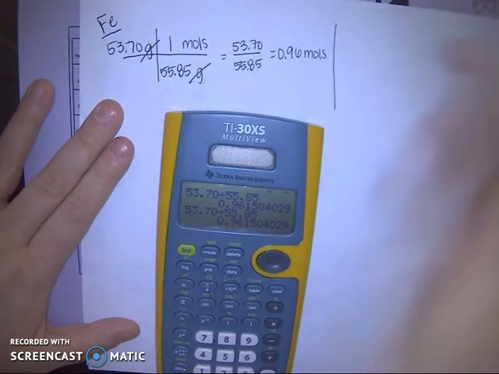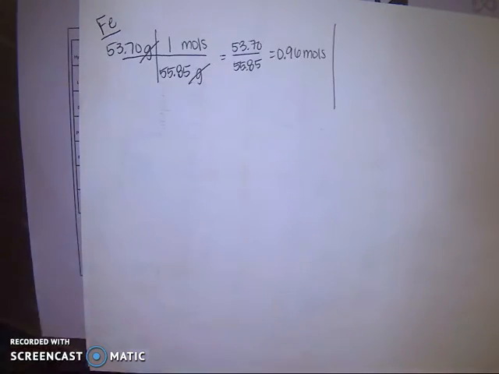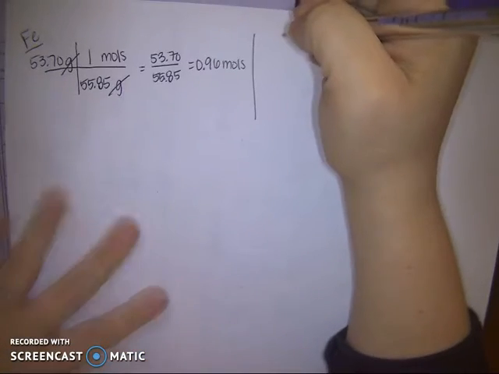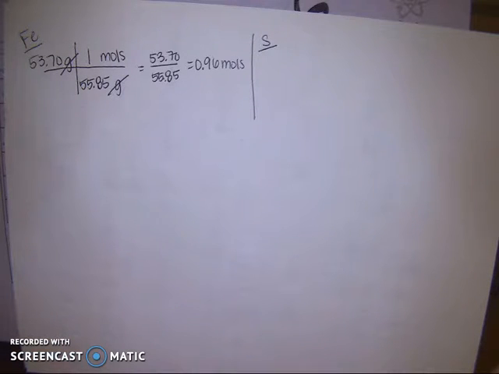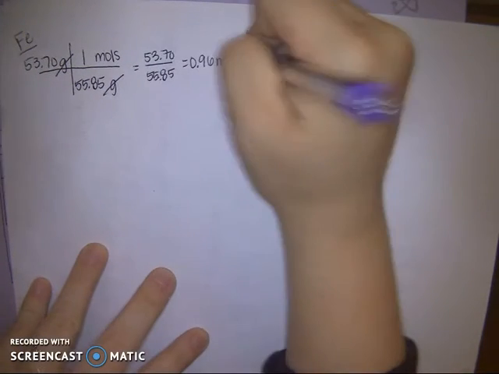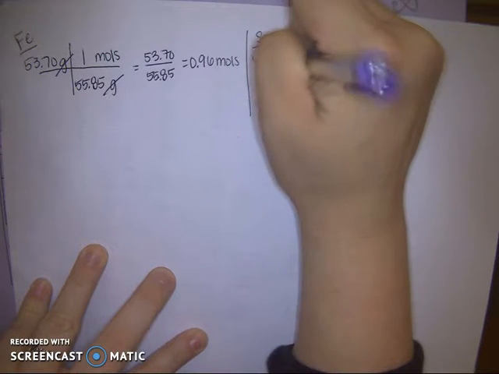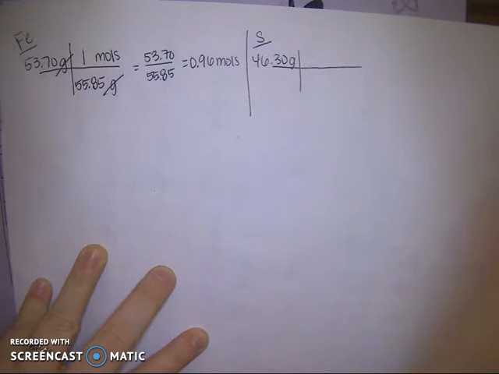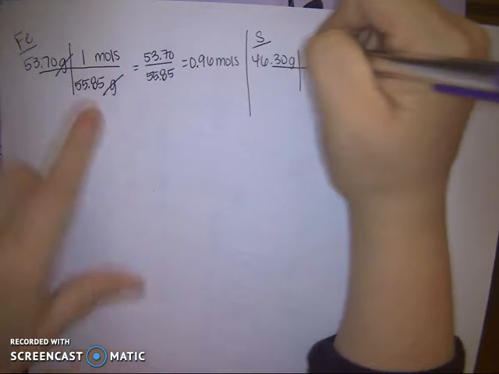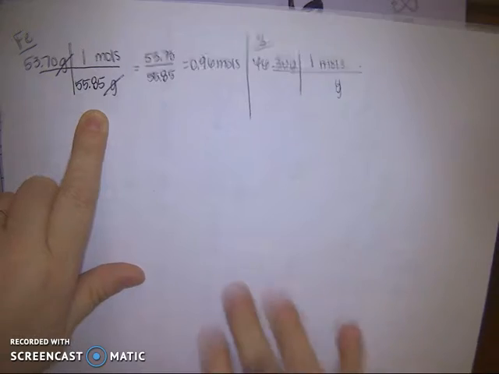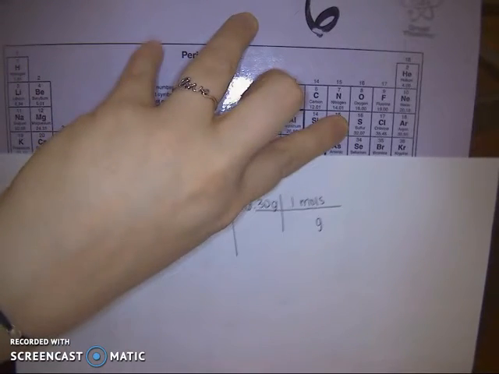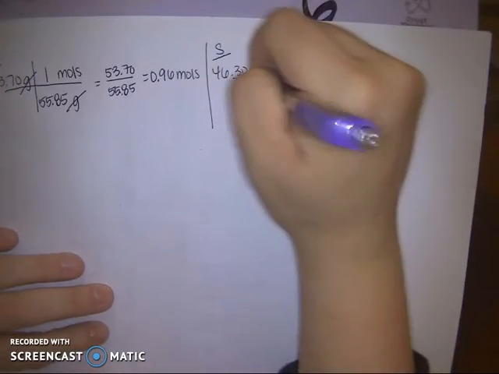Now we'll do the exact same thing for the second element in this. The second element in this is sulfur. I know sulfur's symbol is S. I'm going to pick out the grams that it gave me in the problem, and it says 46.30%, but remember that the percentage means grams to us. So I'm going to copy it down, and I'm going to go ahead and convert into moles the same way I did for iron. 1 still goes with the moles. Grams, still looking them up on the periodic table. There's sulfur, 32.07.